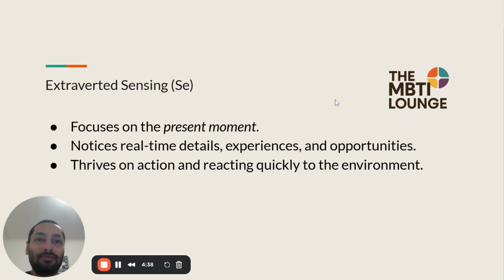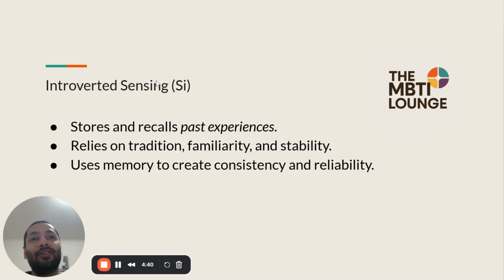Now we've got introverted sensing. This stores and recalls past experiences, so they have really good memories. The introverted sensing heroes, which are the ISTJs and ISFJs, have the best memories out of everyone. This is the Warren Buffett type, where he could recall things from probably 30 years ago, and he can be very accurate about what actually happened. They tend to be traditional. They focus on familiarity and stability.